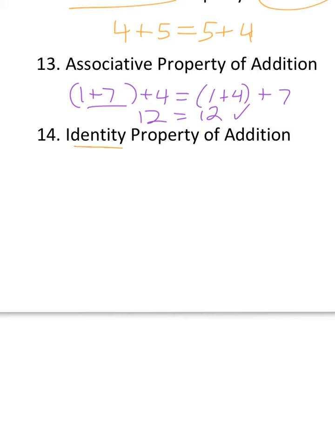Identity property of addition. Identity, that key word. What keeps its identity? And we're talking addition. So what can you add to a number and it still keeps its identity? You can add 0 to any number and it keeps its identity. For example, 9. If you add 0 to 9, you still have 9. The property says if you add 0 to something, it still keeps its identity. All right, nice work on those properties.